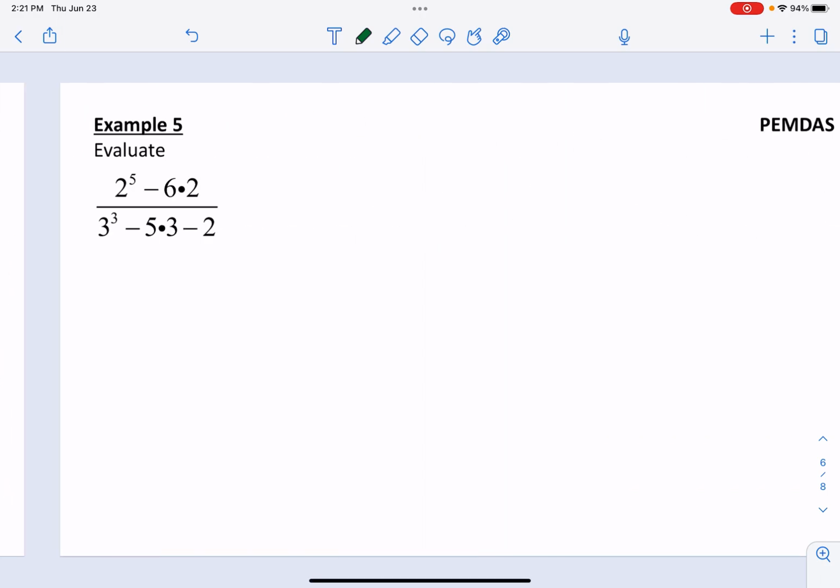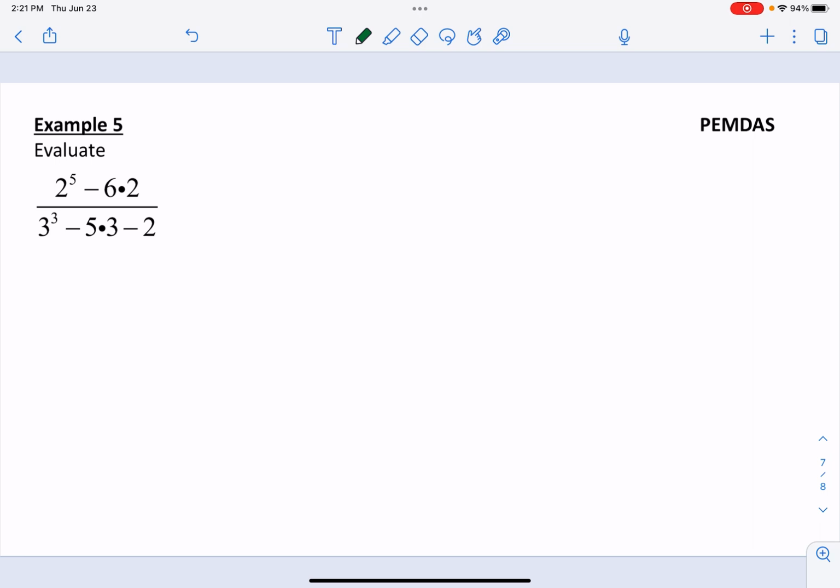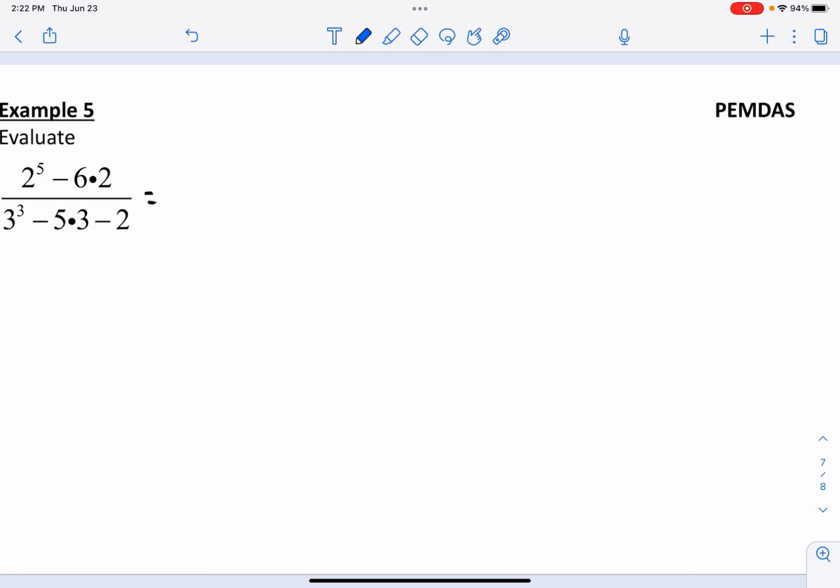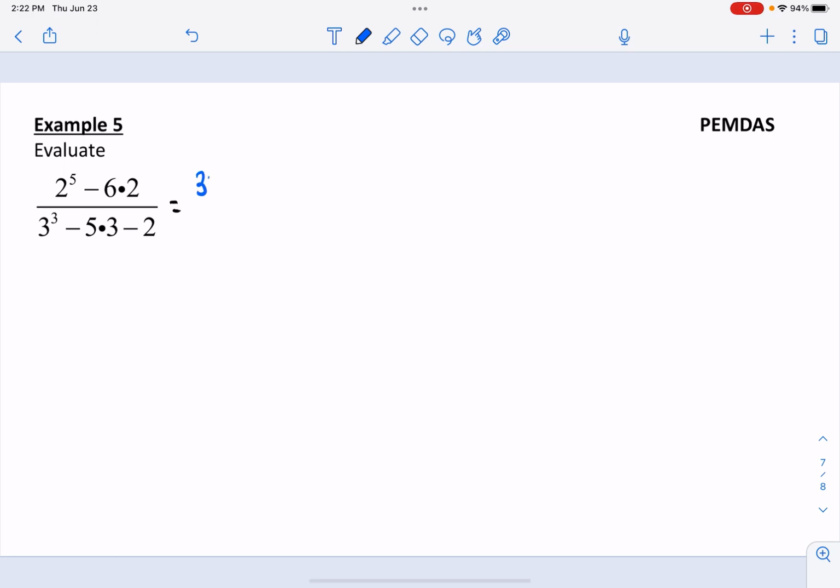Okay, evaluate that. Okay, so you have a top and a bottom. So you have to work with the top, do all of your order of operations, and then work with the bottom. So I don't have any parentheses, so I do 2 to the 5th, which I believe is 32. It is. Minus 6 times 2. 3 to the 3rd is 27. Minus 5 times 3. Minus 2.